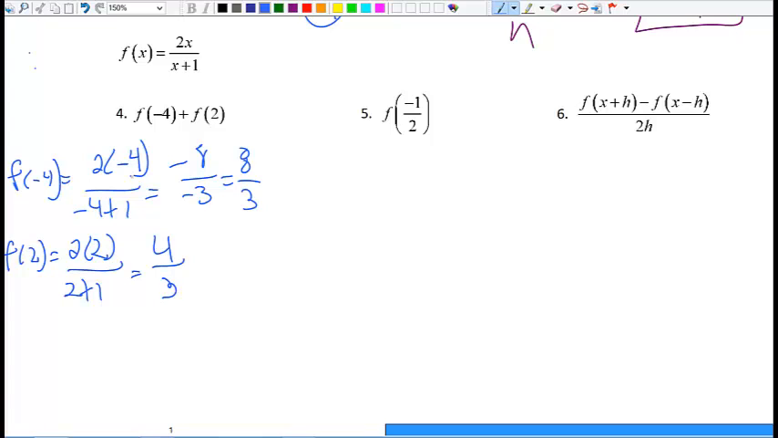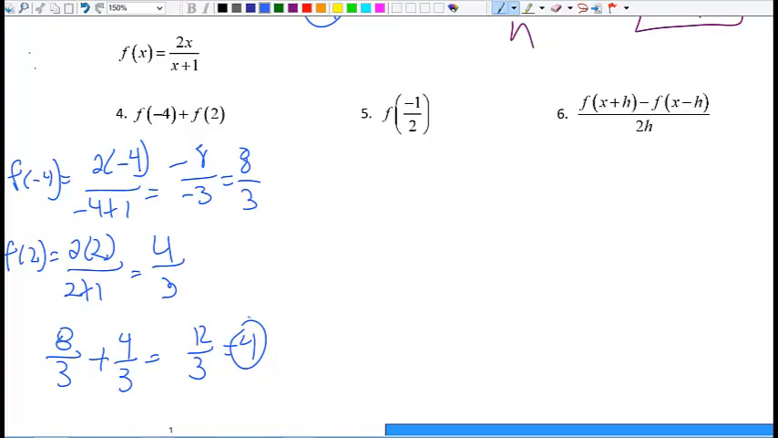So I want to add those two together. So I want 8/3 plus 4/3, which is 12/3. And of course, 12/3 reduces down to 4. So there is that.